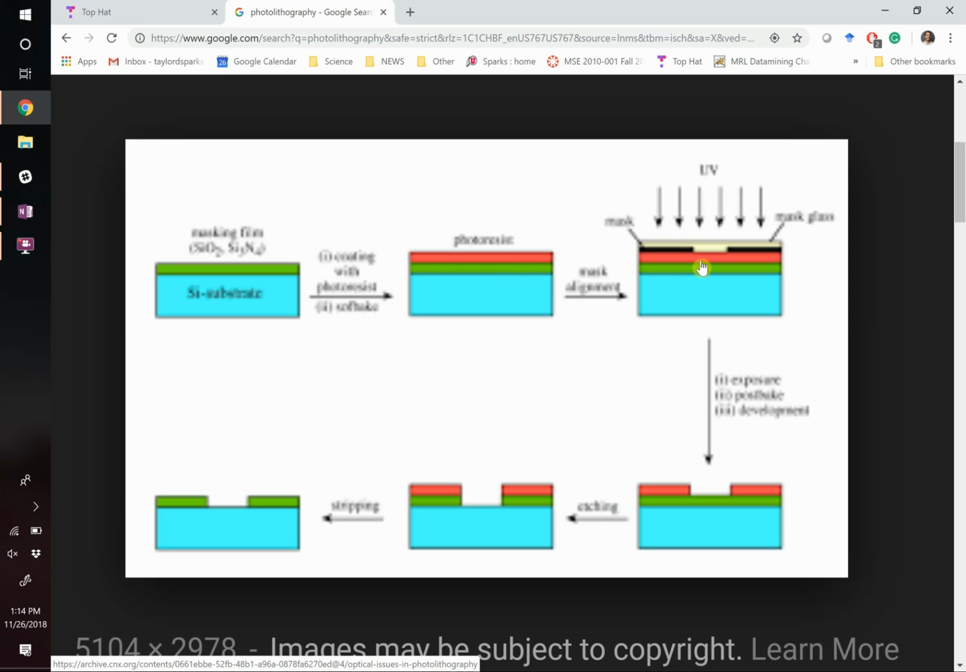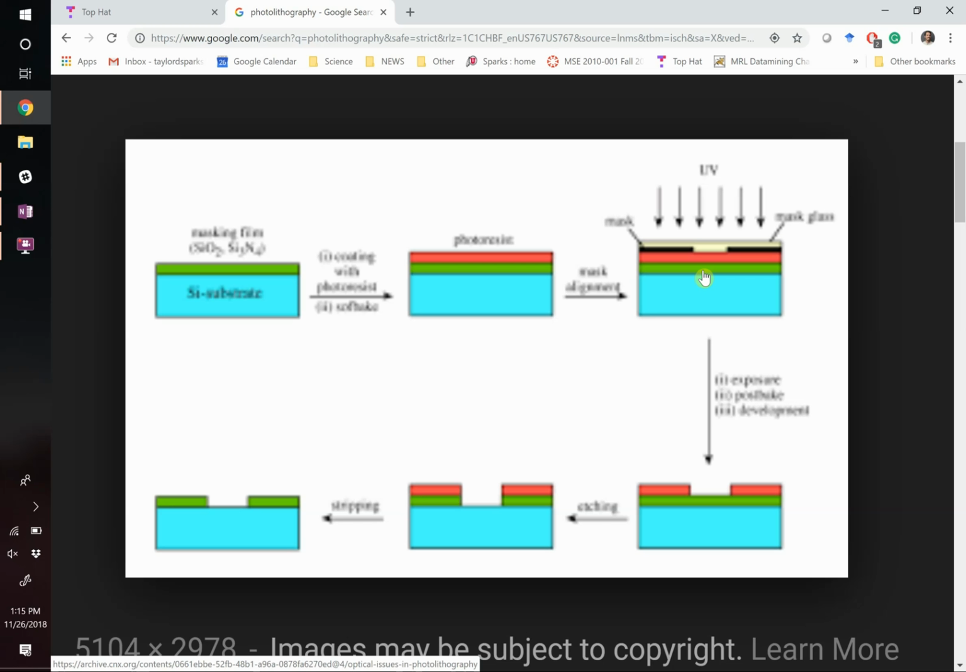So if you shine light on it, maybe in this case it becomes hard. It sets up like a jello. It becomes more rigid, and everything else would wash away. So when you take the mask off and the light off, everything washes away except for those regions. Or it might be the opposite, where it's basically set up, but if you shine light on it, it breaks up that photoresist.